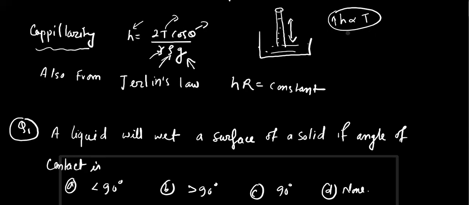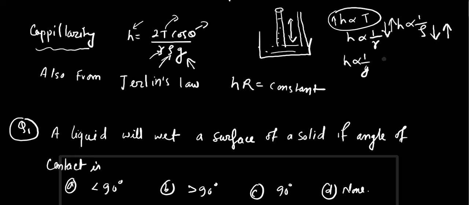From here we can say that h is inversely proportional to the radius. That means if we place a tube having a fine bore, then the height achieved by the liquid will be more, and vice versa. Also h is inversely proportional to the density, which means if the density of liquid is less, then height will be more, and if the density of liquid is more, then height will be less. And h is inversely proportional to g, which means that if acceleration due to gravity is less in any place, then the height of liquid rise in the tube is more, and if acceleration due to gravity is more, then height will be less.